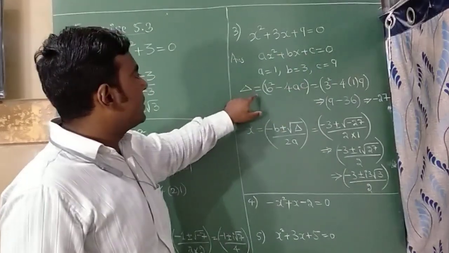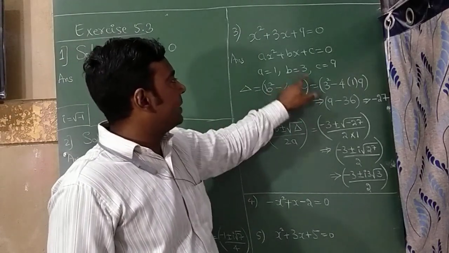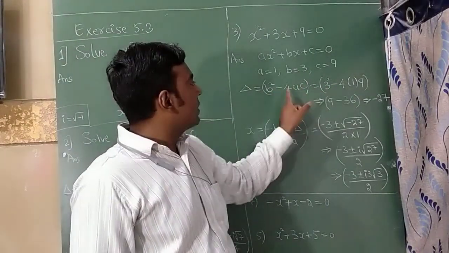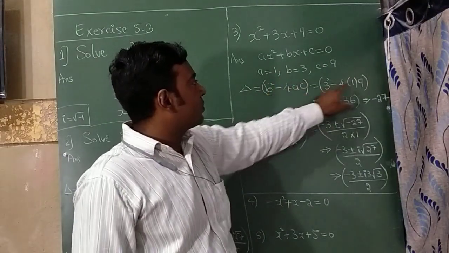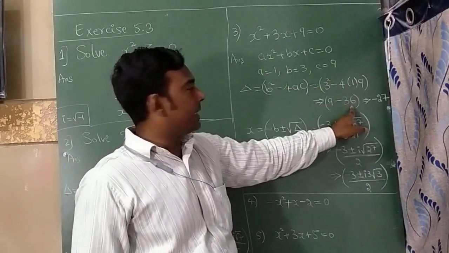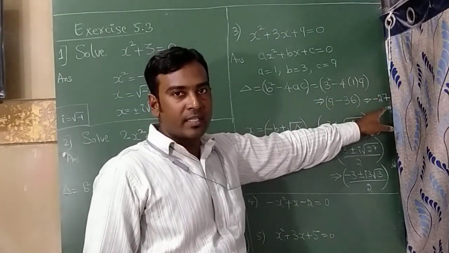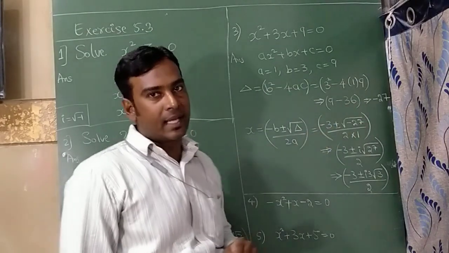Fine. Now delta is equal to b square minus 4ac, where b value is 3. So I have written 3 square minus 4. A value is 1, so I have written 1, and c value is 9. 4 9s are 36. 3 square is 9. 9 minus 36 is minus 27 because the bigger number's sign is taken.